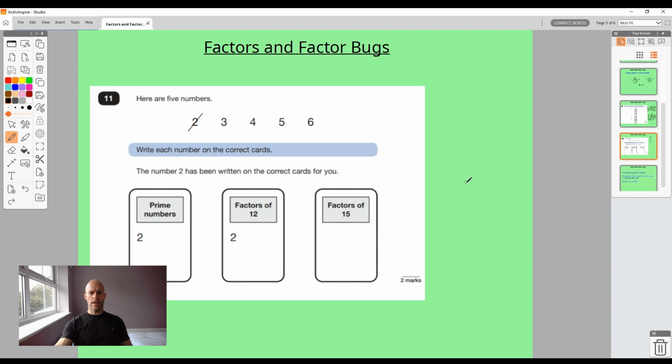Next one. Slightly trickier. This says, here are 5 numbers. 2's already crossed out for you. Write each number on the correct cards. Number 2 has been written on the correct cards for you. I'm not sure how that is exactly helping you, but it is still helpful.